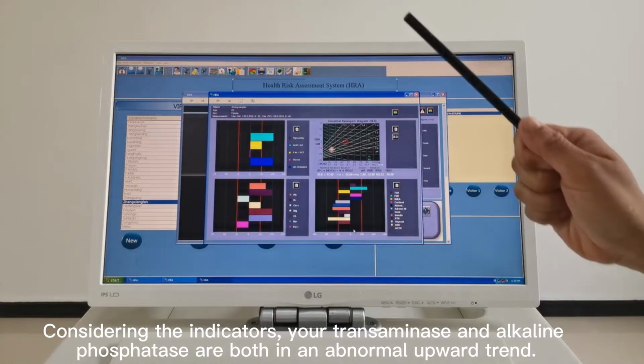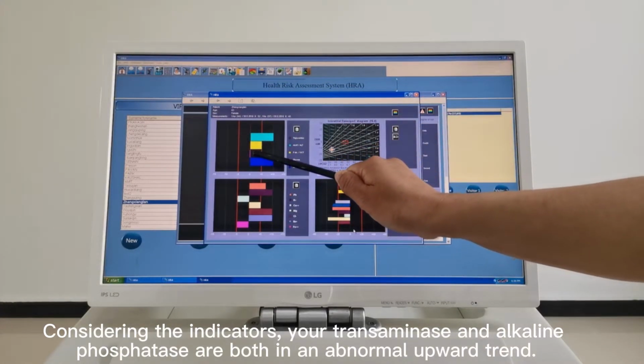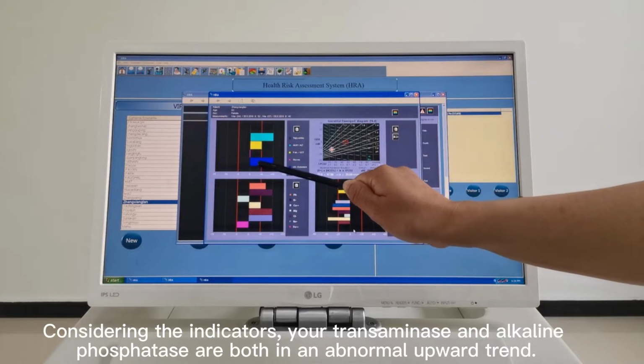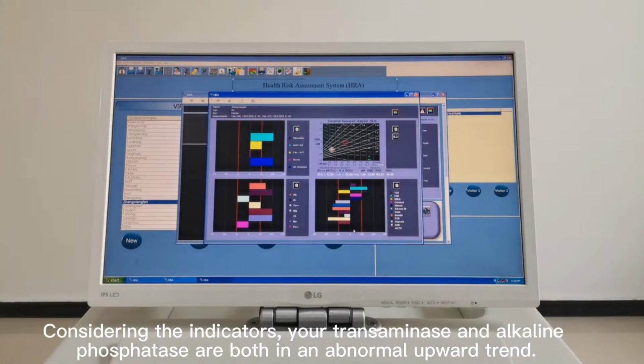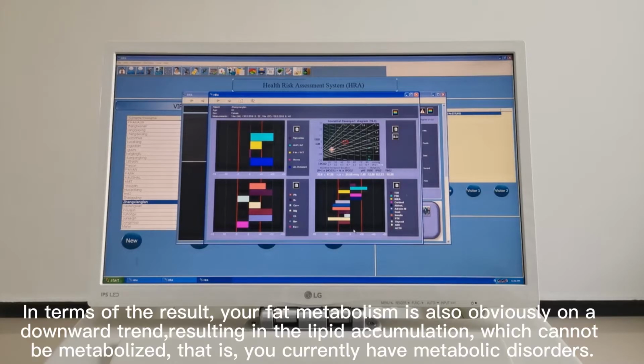In terms of the index, your transaminase and alkaline phosphatase are both in an abnormal upward trend. The liver is the most important organ for our body to metabolize fat, and its continued weakening will lead to the imbalance of our lipid metabolism.